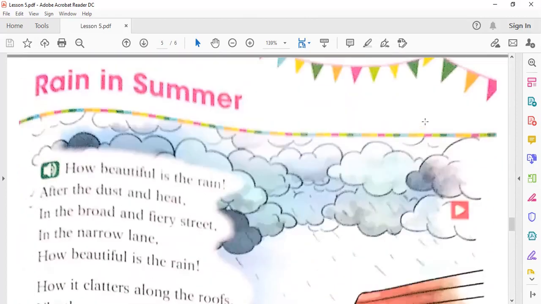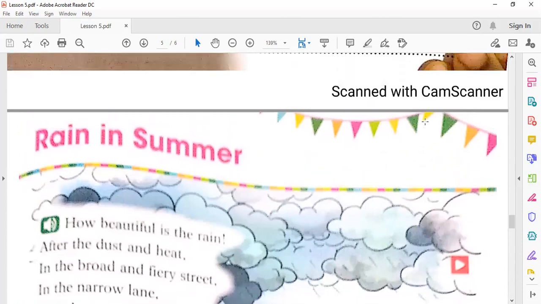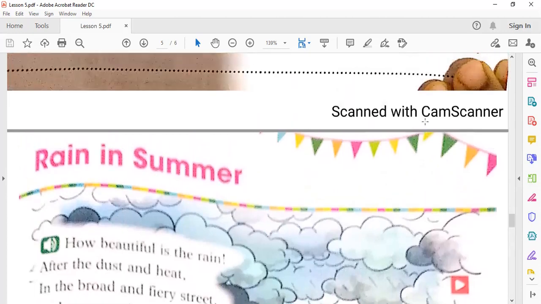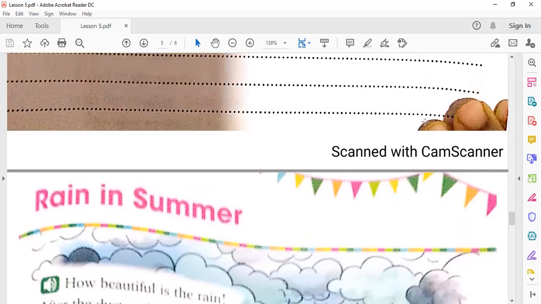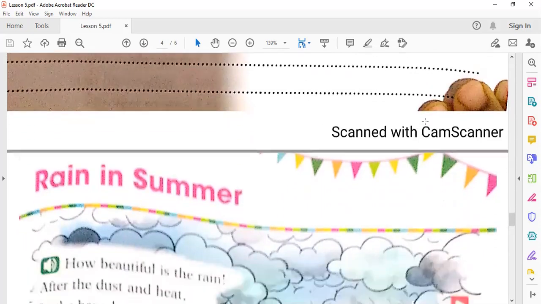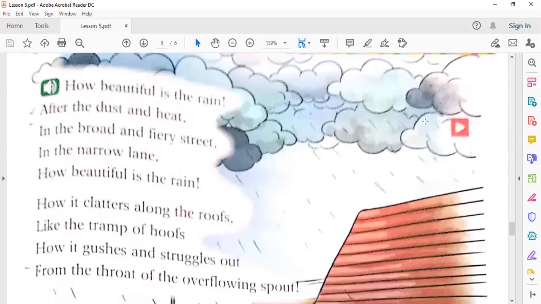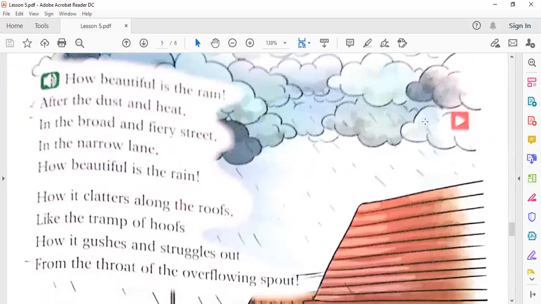Let's read it once again and enjoy it once again. So let us read this. Okay. How beautiful is the rain? Beautiful rain after the dust and heat. So much dust and heat, hot summer at that time. If we get a rain, it's so beautiful, right? In the broad and fiery street. So, broad streets, fiery. It's like a fiery street because it is very hot outside because of the summer.